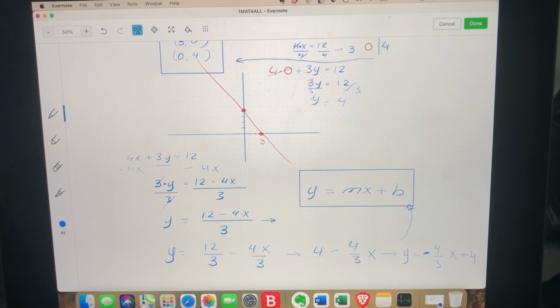So this is the same equation that we were given originally. This is the same equation written in the slope-intercept form, just in case we need it.